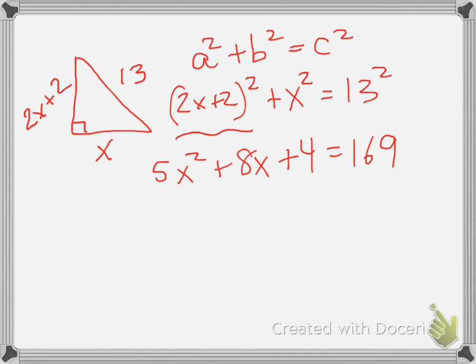Again, if you don't know where I'm getting the 5x squared plus 8x, you can download the answer key and look at the step in between. Again, I have a quadratic, I know it's a quadratic because of the 2, so I know I have to set it equal to 0. So I take the 169 over.